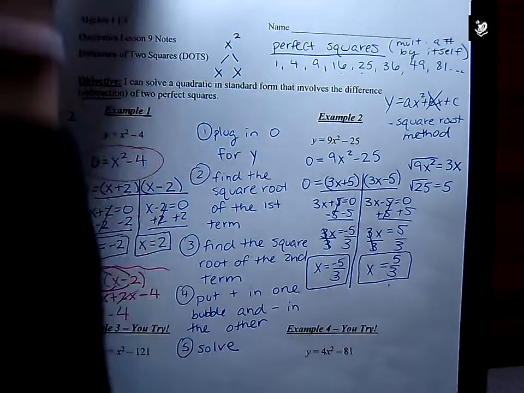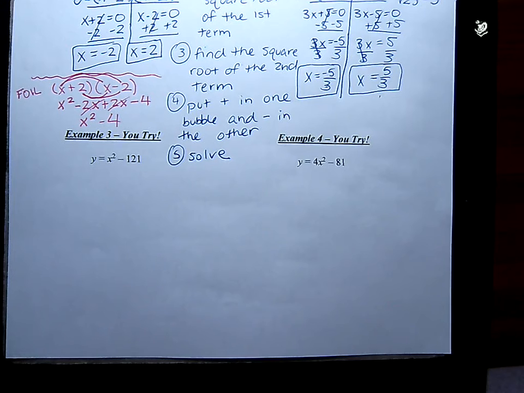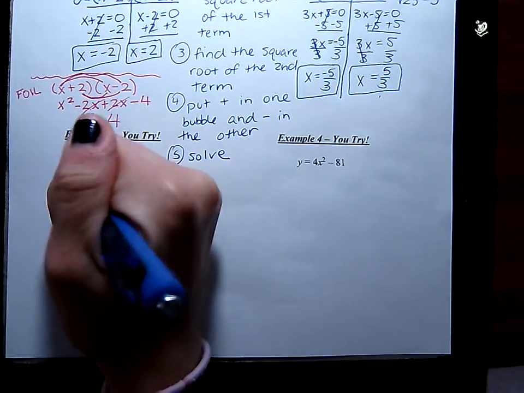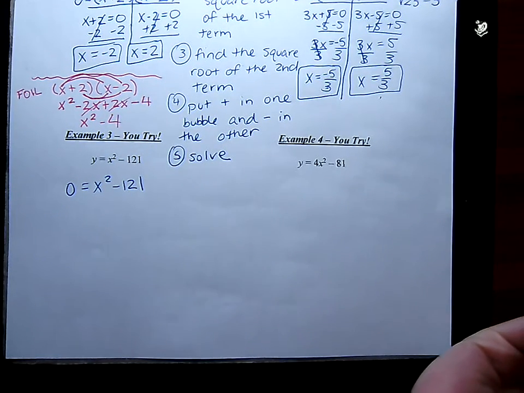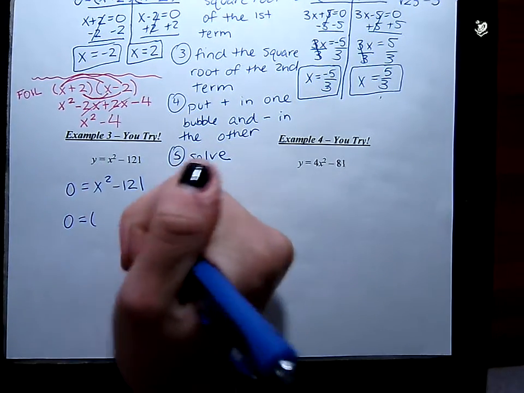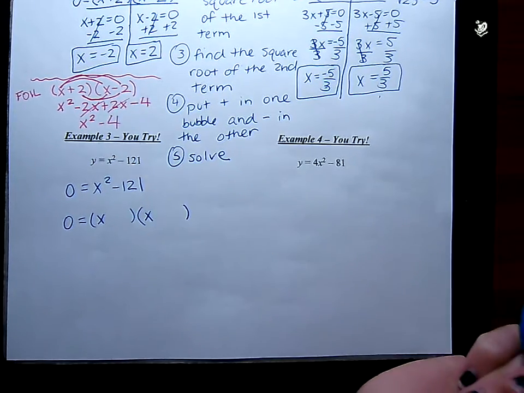So now I'd like you to try example 3 on your own. See if you can solve for the x-intercepts. Okay, so I have to set this equal to 0. First things first, I need to find the square root of my first term. The square root of x squared is x. So I'm going to put x and x into each one.